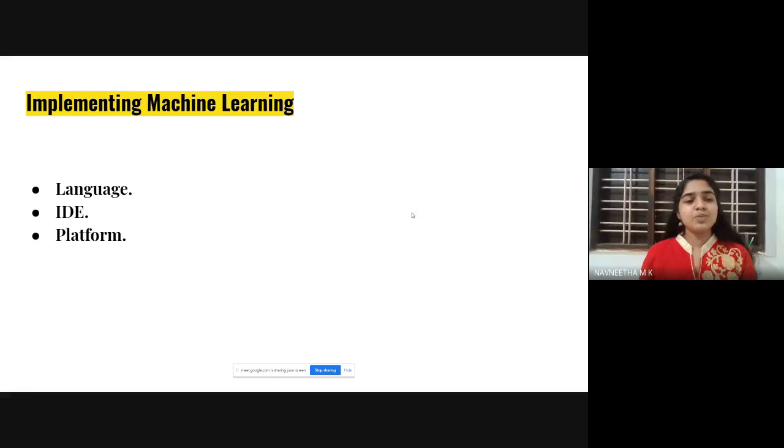Next, we will discuss the development of machine learning, that is, implementing machine learning. For developing anything, these things need to be understood very well. First is language, IDE, and platform. We will discuss them one by one.